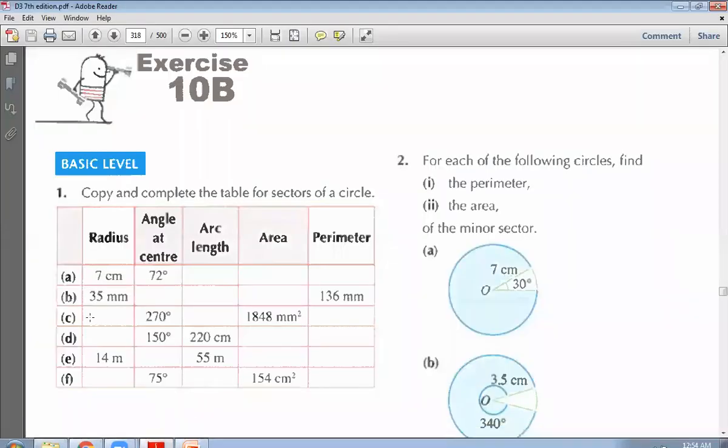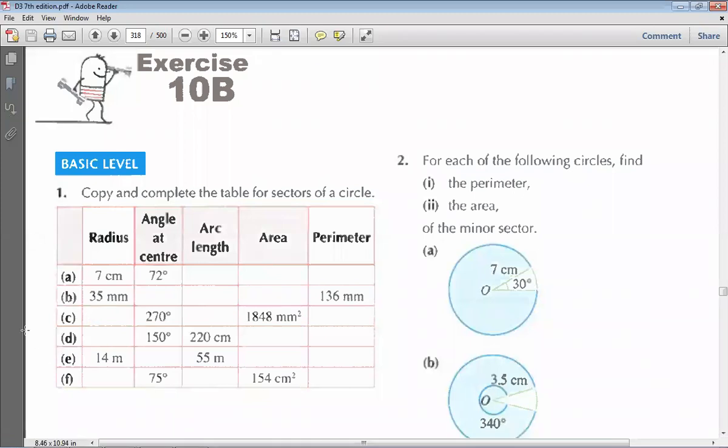So let's see the second part, question number 1 and its B part. The radius is 35 millimeter. The angle is questioned. The arc length is questioned. The area of the sector is questioned, and the perimeter is 136 millimeter. So now we know two things. We know the radius and we know the perimeter. You know the formula for the perimeter is radius plus the arc. So I know the radius, I know the perimeter, so I can find the arc length from this formula. So let me show you how this is done.